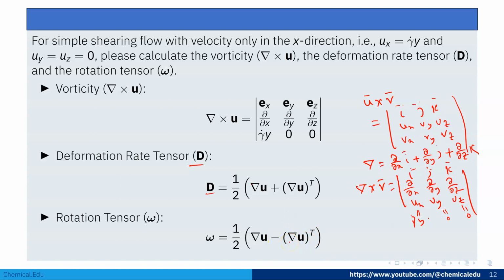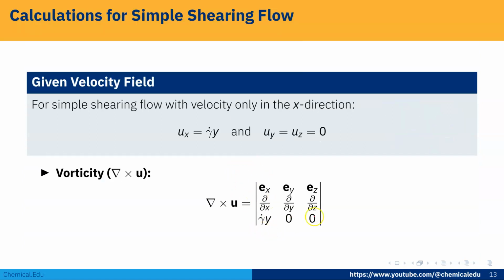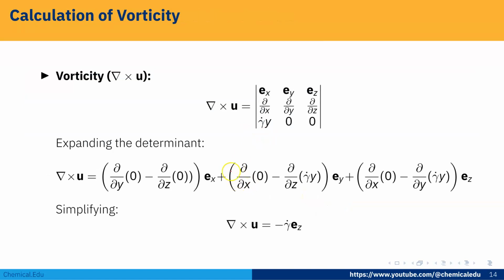Now first we have to calculate the vorticity. So we know this is the vorticity. Now we have to calculate the determinant. So now expanding the determinant, ex into dy into 0 minus dz into 0. Then this will be minus, and ey into dou by dou x of 0 minus dou by dou z of gamma dot y. As this is a constant, not a function of z, that will be 0. So this will be 0, this will be 0, this will be 0.